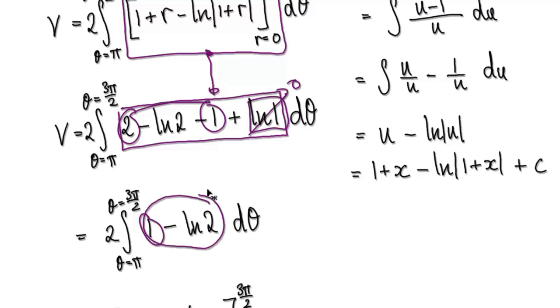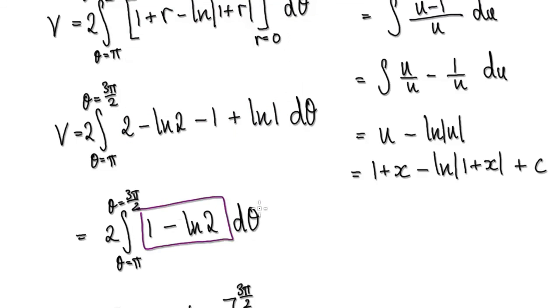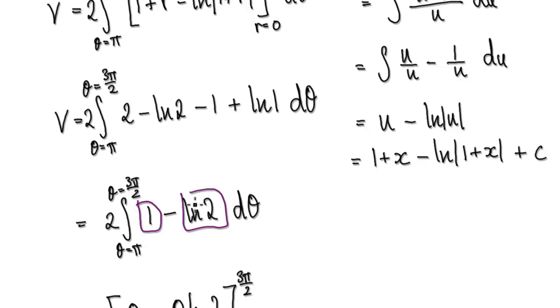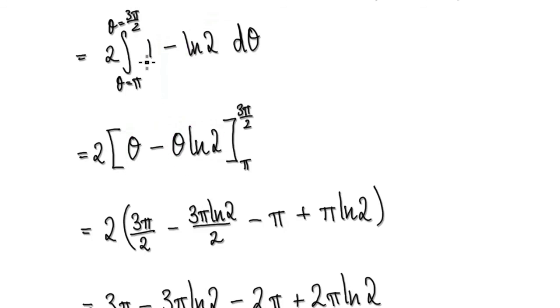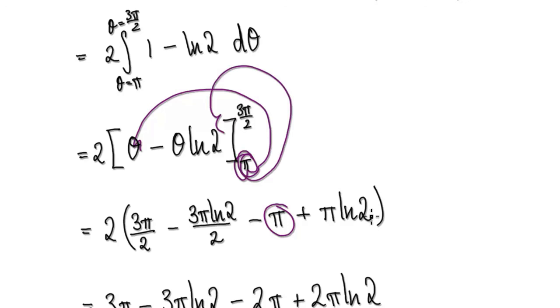So that gives us this thing here. Now integrate it with respect to theta, meaning that this is a constant and this is a constant. When you integrate it, it will give you theta. Integrate this, it would be theta times natural log of 2, and we're integrating from pi to 3 pi over 2. So put this into here, and then you take away, put this into here, which will give you this, and then put this into here, that will give you this.